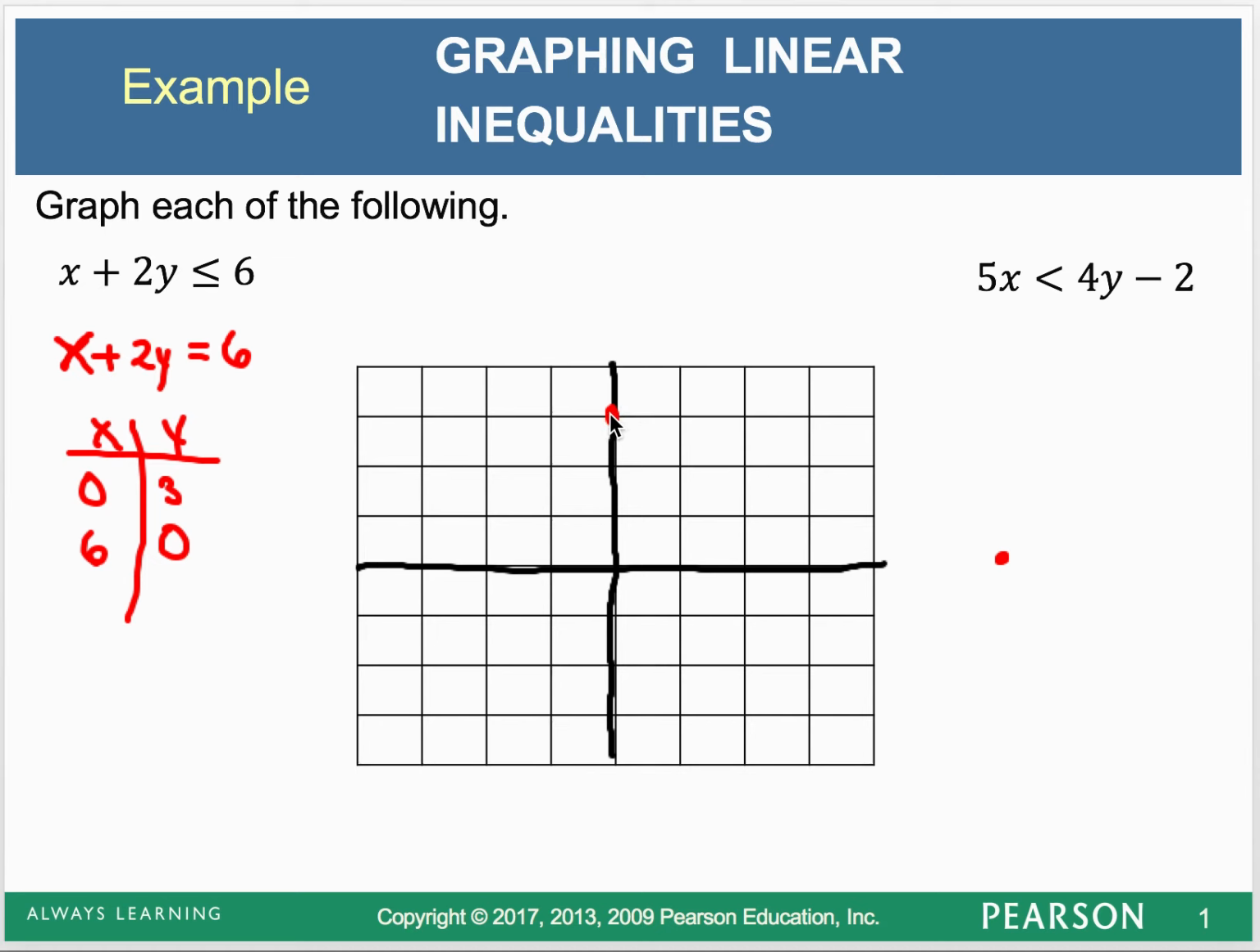Now, I'm going to draw in the line because the line is actually part of my solution. Remember what that means? Every point on this line is a solution to this equation, and I want the ones that are either less than this equation or equal to. So equal to is right here. Okay, so that's half of my answer. The other half is the less than part.